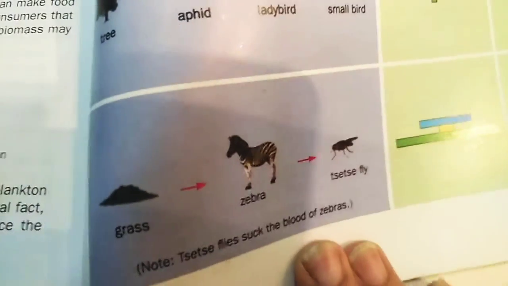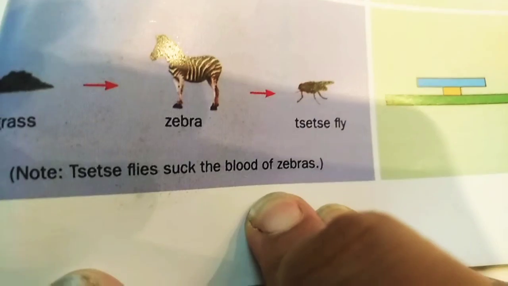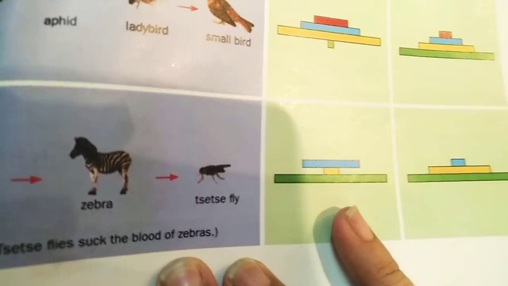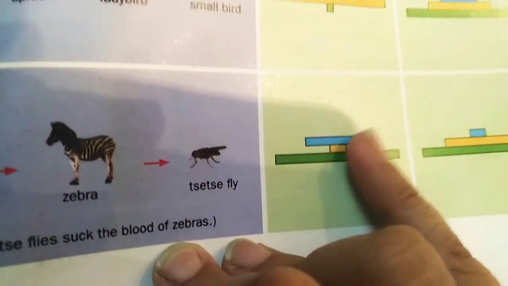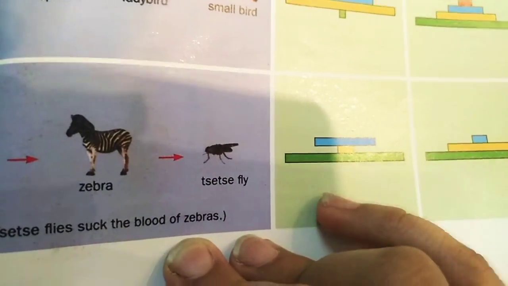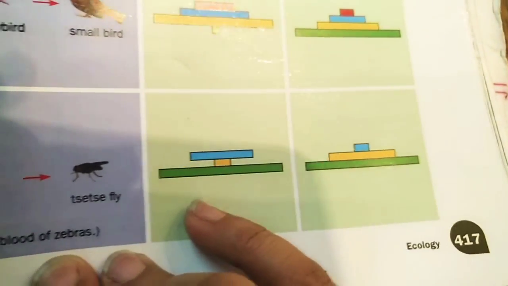Okay. Come toward another example. In the third example, we have grass, zebra, a tall animal, and then a fly. Flies suck the blood of the zebras. So what is happening here? If you talk about the number, definitely a zebra eats a large area of grass, so the pyramid is broad at the base. Then just one zebra, and then there are maybe thousands of flies which are sucking the blood of that zebra. In this way, this is the energy flow in the form of the pyramid of number.